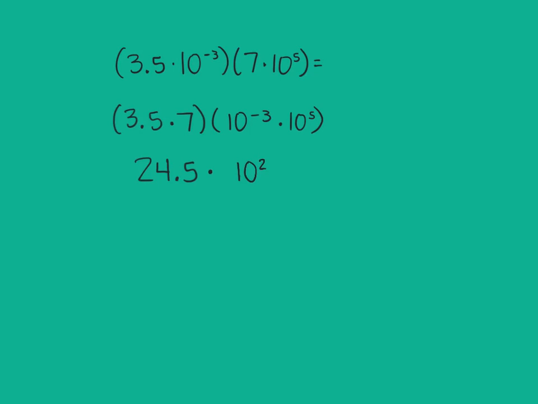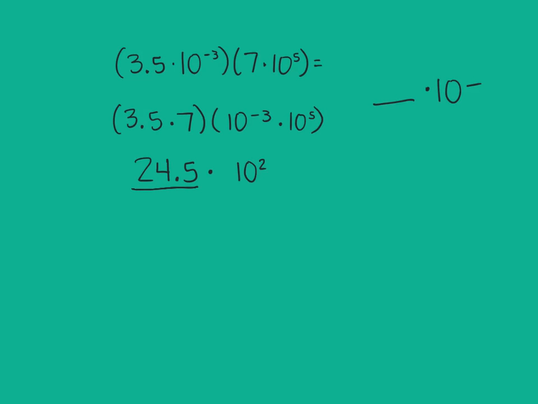We're almost done here. The last step is to make sure that we have this number written in scientific notation. Remember, scientific notation is a number between 1 and 10 times 10 to the power of something. So I'm going to make sure that this number is really between 1 and 10. Well, the number I have here is 24.5. That's not between 1 and 10, so I'm going to have to change it to get it between 1 and 10.